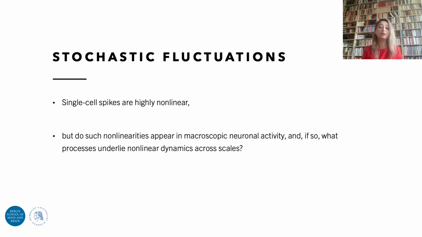Single-cell spikes are highly nonlinear, but the question is, do such nonlinearities appear in microscopic neural activity, and if so, what processes underlie these nonlinear dynamics across scales? This is relevant because, in the end, what we want to explain is the nonlinear covariance between multiscaled patterns of neural activity and the situatedness in the environment. That means how the situatedness in the environment is reflected in neural patterns.